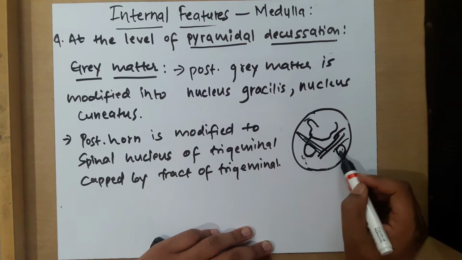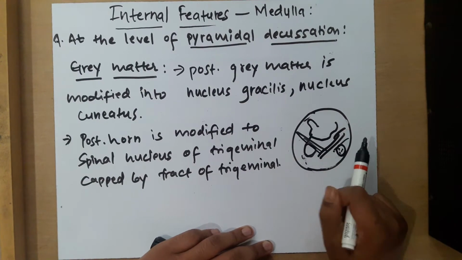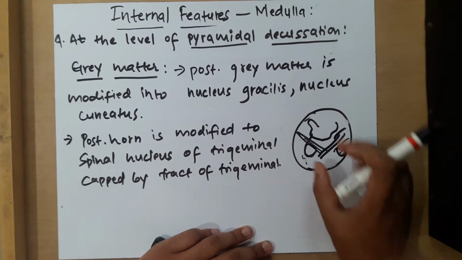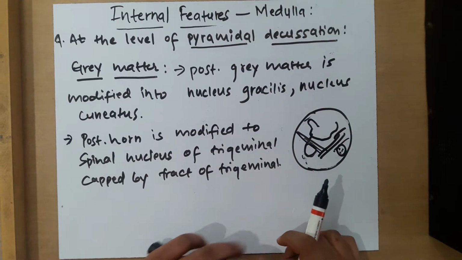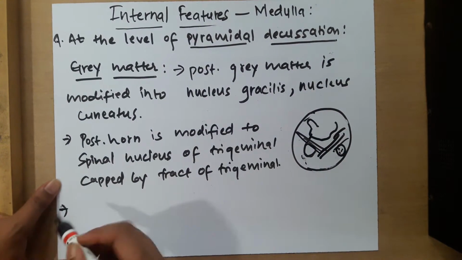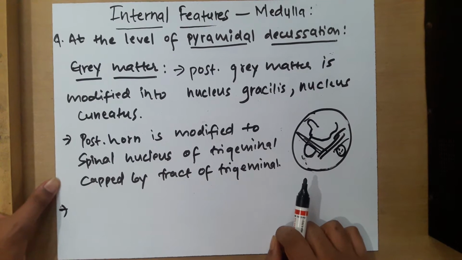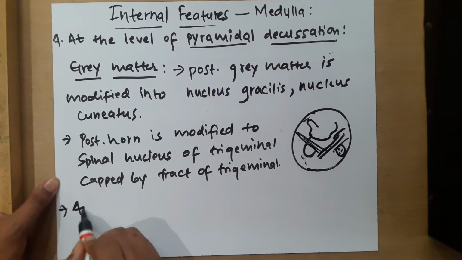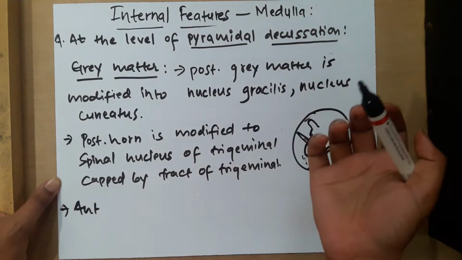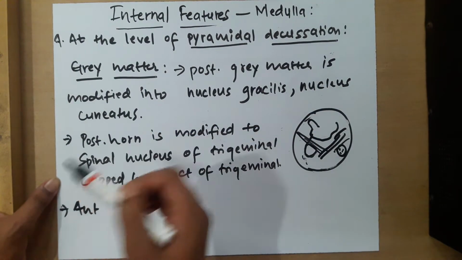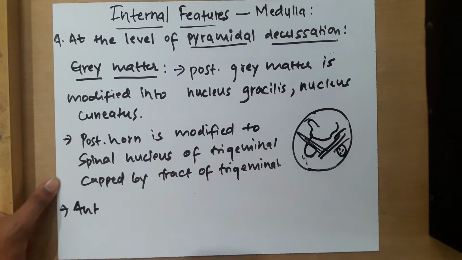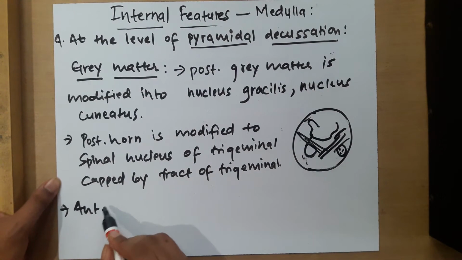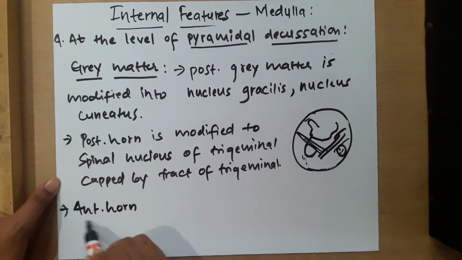The anterior horn of the spinal cord gets separated from the central gray matter and is seen in the medulla, as spinal nucleus of accessory nerve and supraspinal nucleus of first cervical nerve. Okay, so let's write that. We discussed the posterior gray matter, how the posterior horn gets modified into spinal nucleus of trigeminal. Now the anterior horn, ANT is anterior.